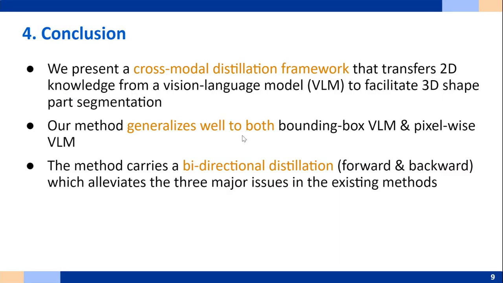So in this work, we present a cross-modal distillation framework that transfers 2D knowledge from a vision language model to facilitate 3D shape part segmentation. Our method generalizes well to both bounding box VLM and also pixel-wise VLM. And our method carries out bidirectional distillation, which includes forward and backward distillation.